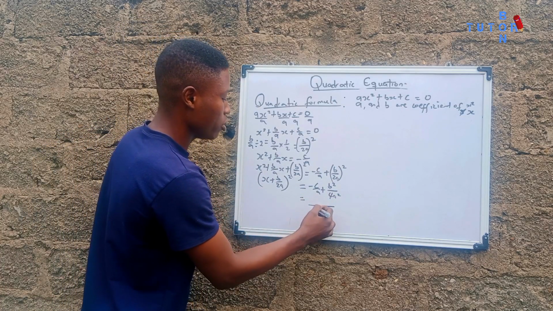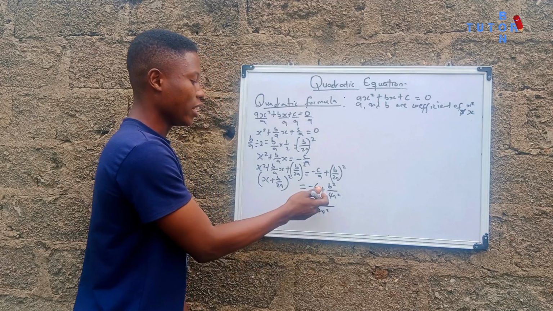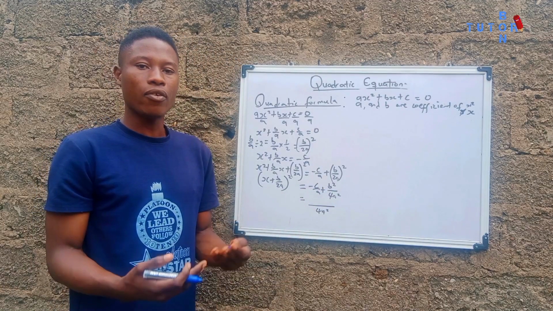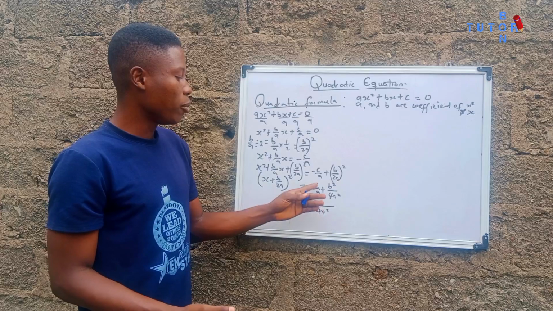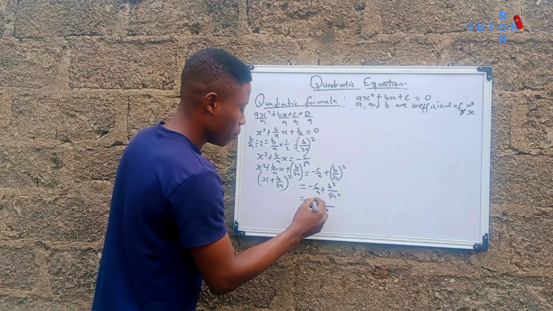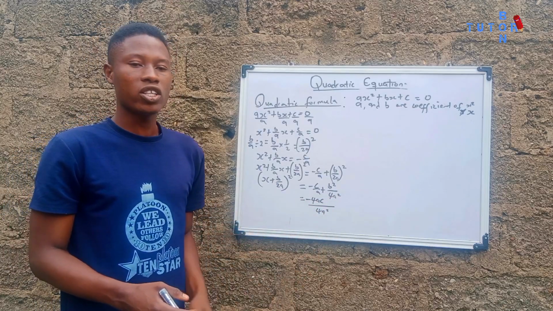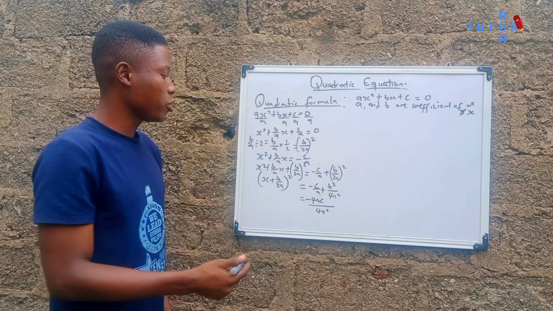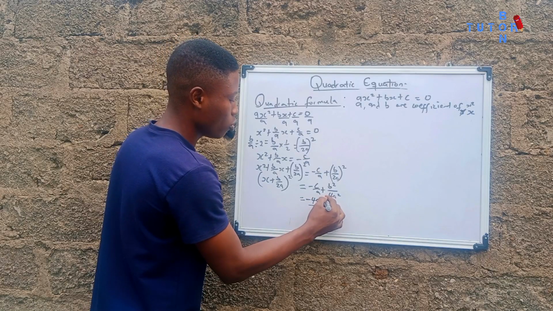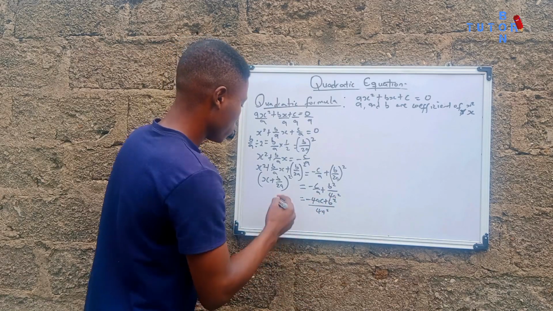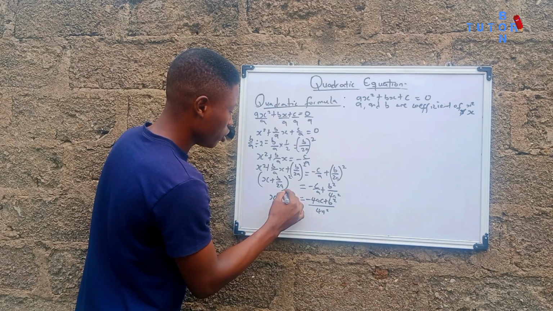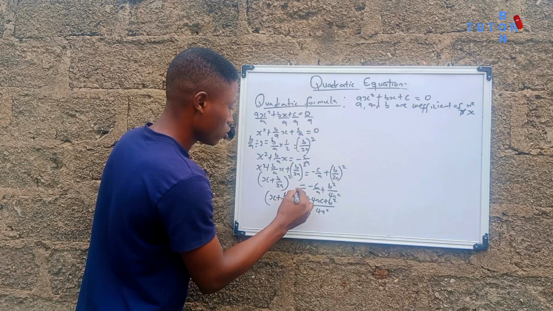Let's solve this. Our LCM is 4a squared, and if you divide 4a squared by a, you have 4a, and 4a multiplied by minus c gives you minus 4ac. 4a squared divided by 4a squared gives you 1, and 1 times b squared gives you plus b squared. So you have x plus b over 2a, then squared.